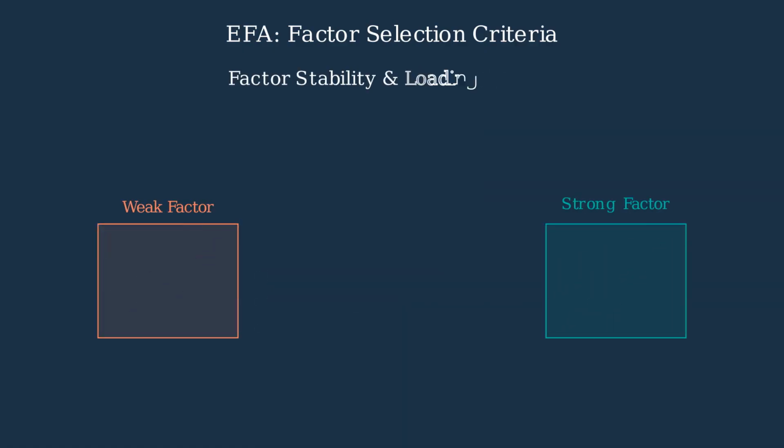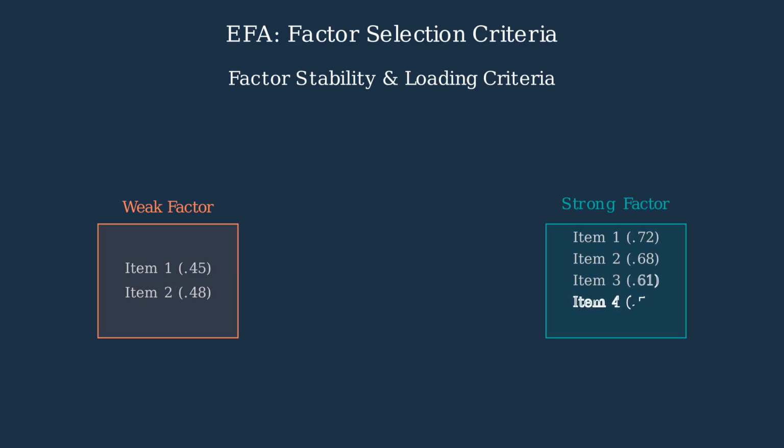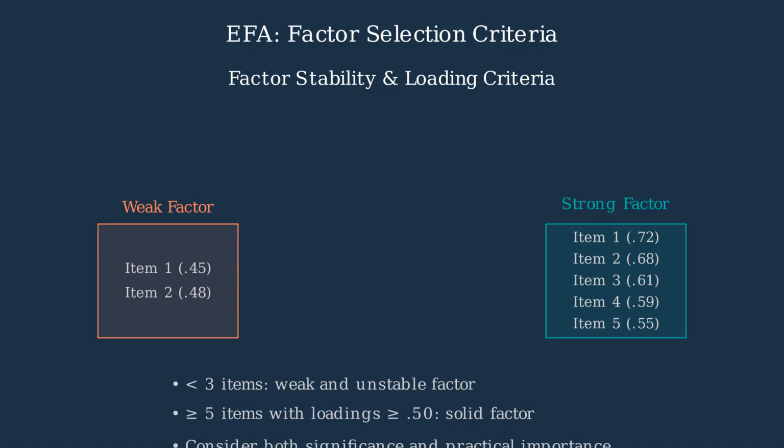Factor stability is crucial in deciding which factors to retain. A factor with fewer than 3 items is generally weak and unstable. In contrast, 5 or more items with strong loadings of 0.50 or better indicate a solid, stable factor. Remember these key rules. Factors with fewer than 3 items are typically weak and unstable. Look for factors with at least 5 items loading at 0.50 or higher for solid factors.